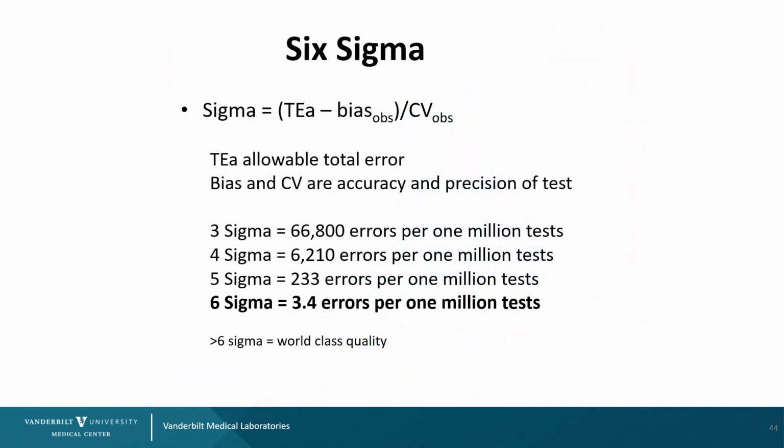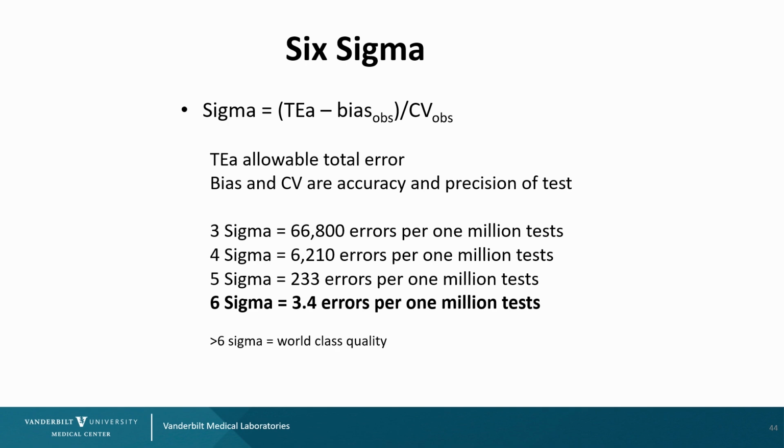So Six Sigma is an assessment of both bias and imprecision. And we calculate that from our total allowable error. We subtract bias and divide by our imprecision. And state of the art is really Six Sigma. That is factory quality performance. That is less than 3.4 errors per million tests. So world-class quality is what we desire for all of our tests.